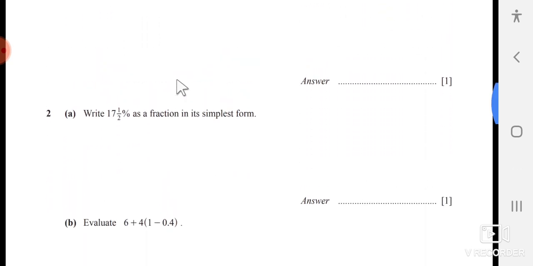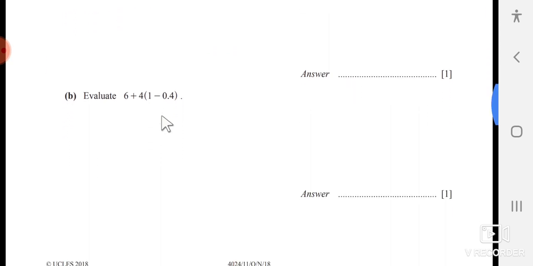Same way we are moving towards this question. Convert this into simple fractions. This can be written 35 over 2. Replace this percentage by 1 over 100 and 35 over 2 multiplied by 1 over 100 and convert this into simple fraction first term. That would be the final answer.